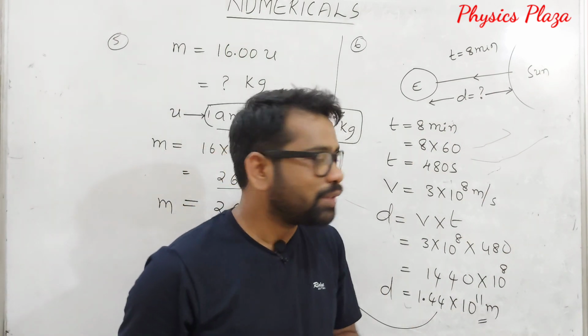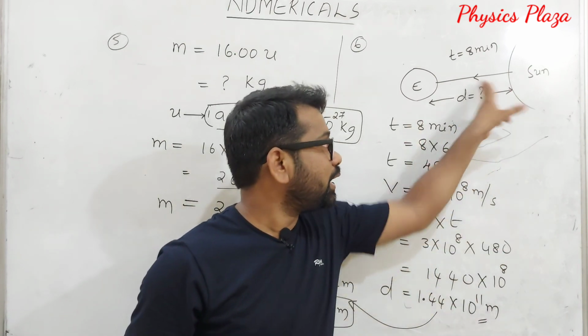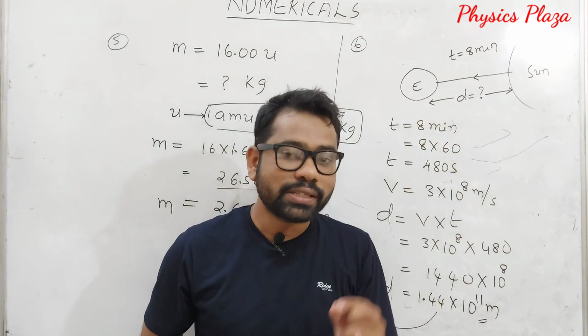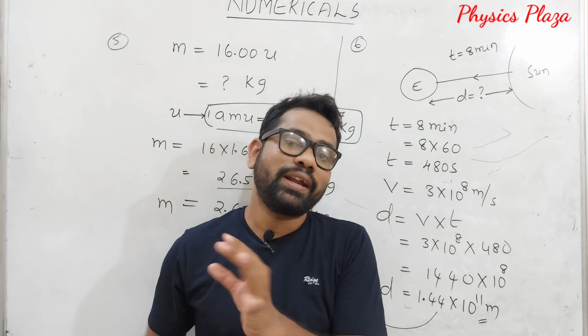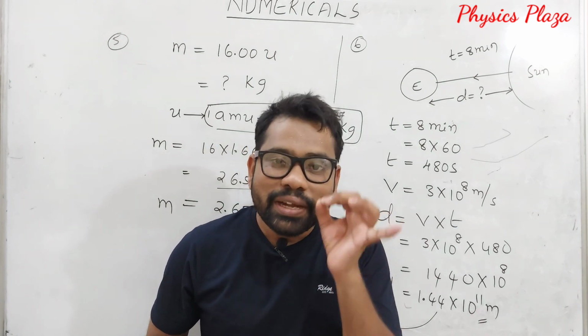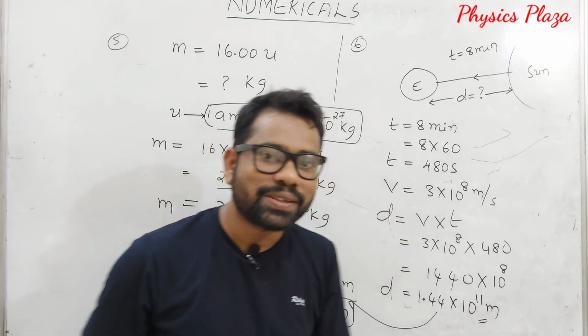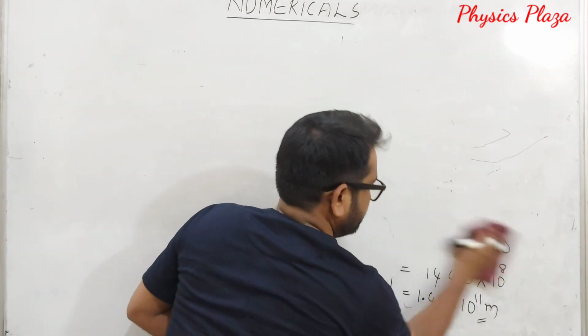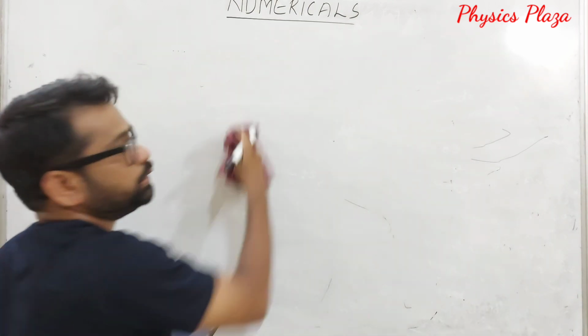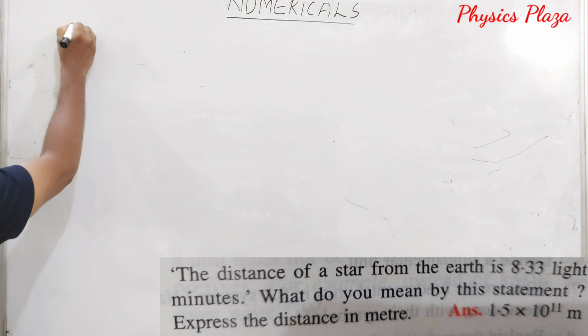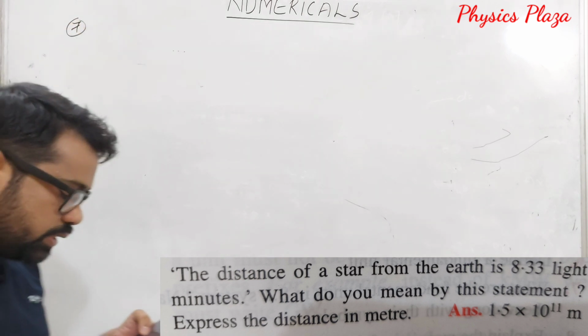Children, do you remember, the mean distance between the sun and earth we call an astronomical unit. Astronomical unit is the mean distance between earth and sun. Just copy it. Here is the last numerical, that is the 7th one. The 7th numerical is the last one in this exercise.